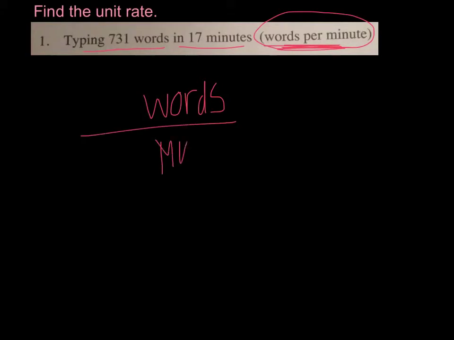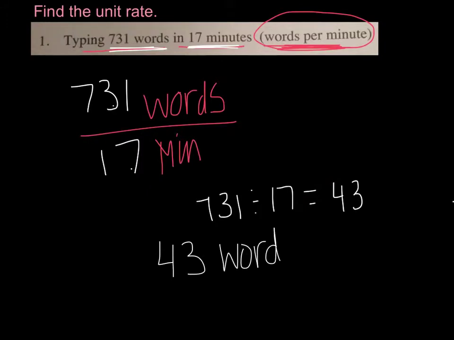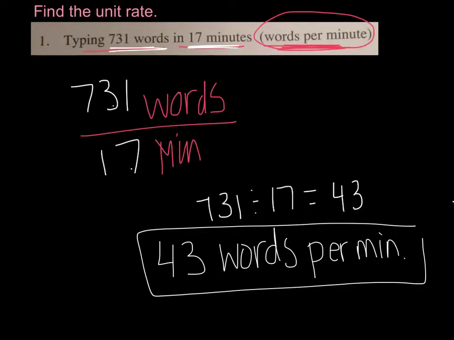So it's words per minute. We're going to write it this way. And then I'm going to plug in the numbers that go with it. So I can do 731 words in 17 minutes. And now I've got a division problem because remember, guys, all fractions are actually division problems too. So this is 731 divided by 17. And when I do 731 divided by 17, I get an answer of 43. So to record this as a unit rate, we need to include both labels. So I'm going to say 43, and it's not just words, it's words per minute. Because remember, unit rates have to show the relationship between two different units.